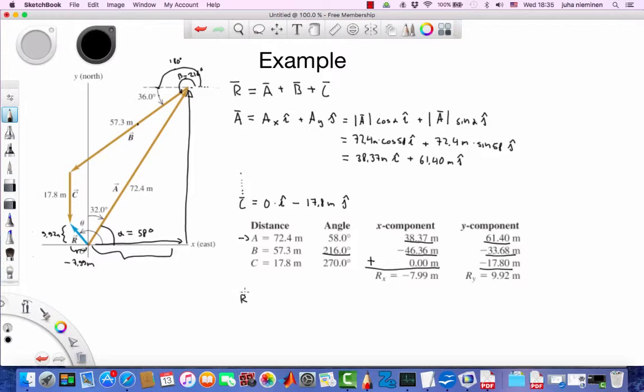And finally, we can evaluate the length of this vector R. This comes from the Pythagorean theorem. So it's the x component squared plus the y component squared, because here we have a right triangle with rx and ry as the short sides. So put the numbers in: rx, -7.99 meters squared, plus ry, 9.92 meters squared. We get, with three significant digits like we have here, 12.7 meters.